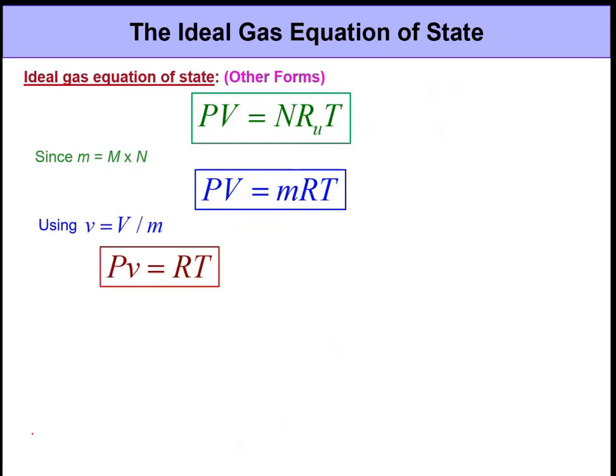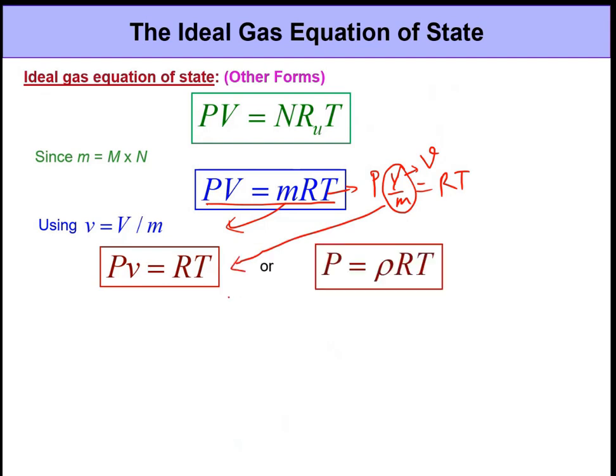Now, there are, of course, other forms of the equation. PV is equal to mRT. Well, you could send the mass over and divide it by the volume. So it becomes pressure times volume by mass is equal to RT, or volume by mass is nothing but the specific volume. And this becomes Pv is equal to RT, which is the equation that we have seen before. You could also write it as pressure is equal to density times RT, but that's not something we use very frequently.